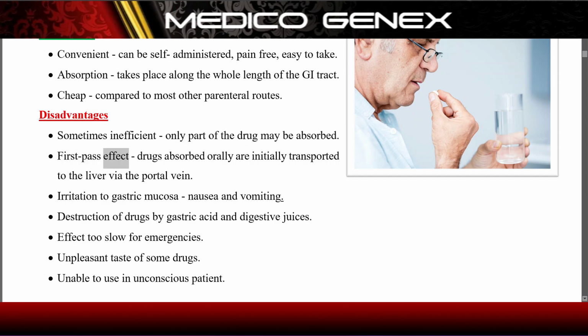First pass effect, drugs absorbed orally are initially transported to the liver via the portal vein. Irritation to gastric mucosa, nausea and vomiting. Destruction of drugs by gastric acid and digestive juices. Effect too slow for emergencies. Unpleasant taste of some drugs. Unable to use in unconscious patient.